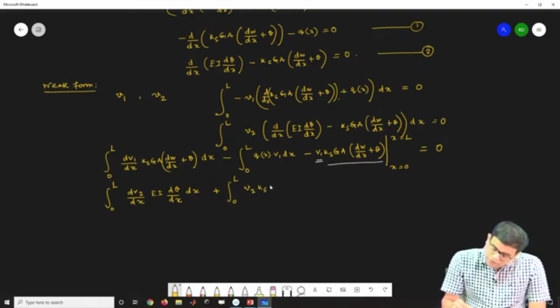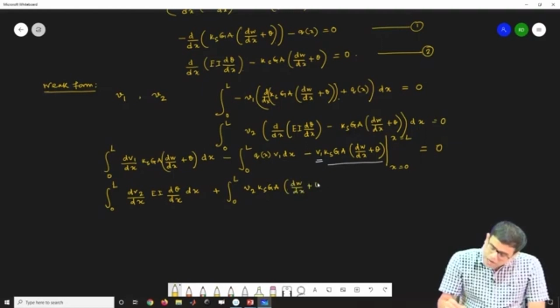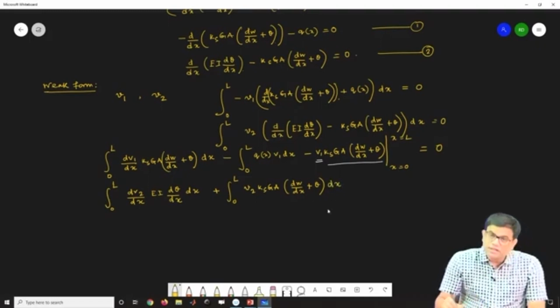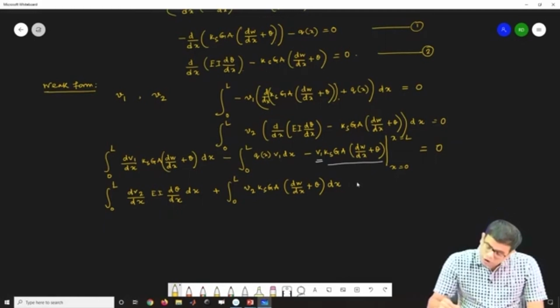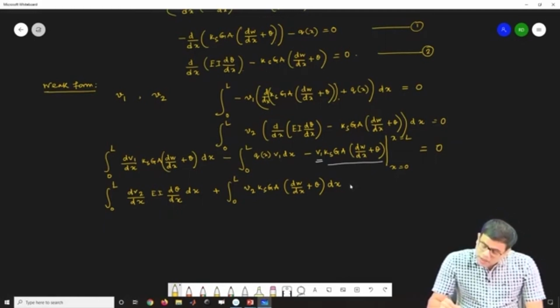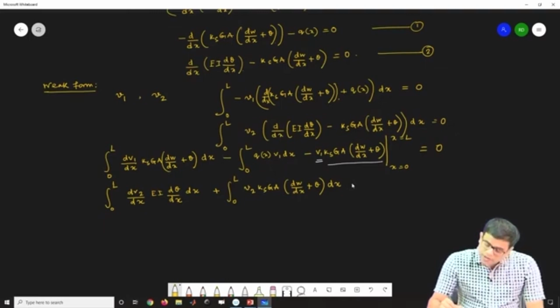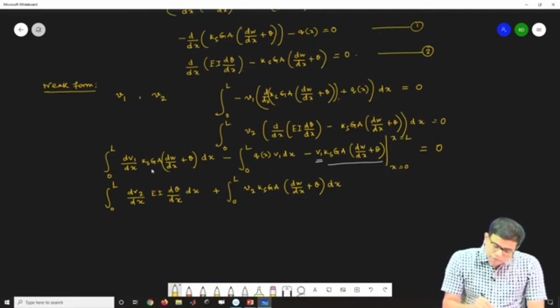Ks Ga into dw dx plus theta. So this is into dx. So this is the stiffness term. So first one is the pure bending term if you compare with the Euler-Bernoulli theory. Now here there will be a boundary term that will come from here.